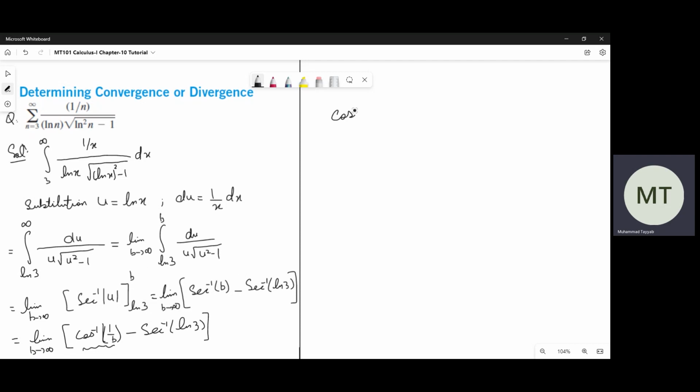So this is the cos inverse of 0 minus secant inverse of natural log of b. So cos inverse of 0 is clearly pi upon 2, minus secant inverse of the natural log of 3, is this.